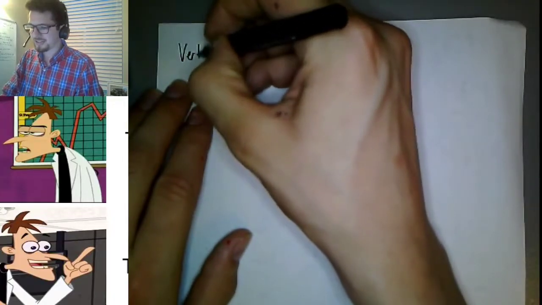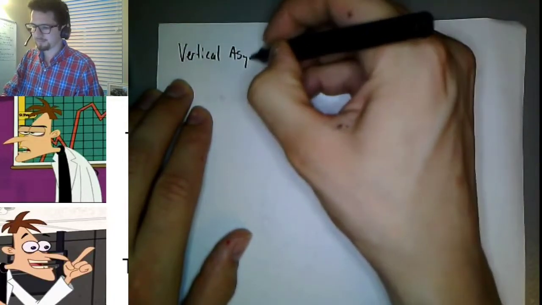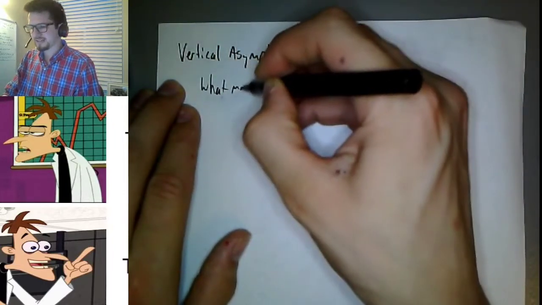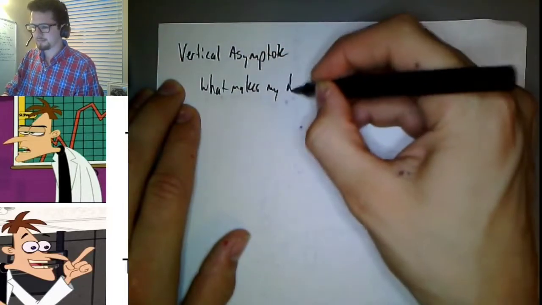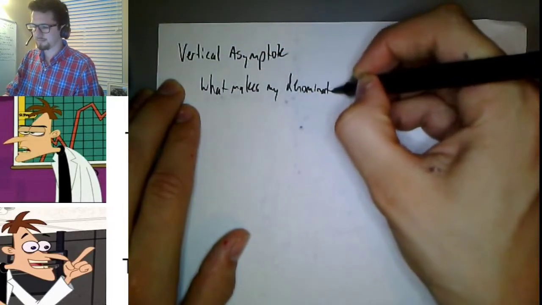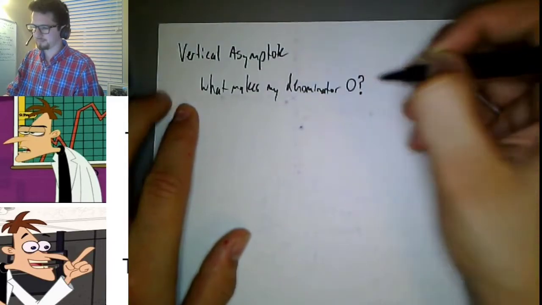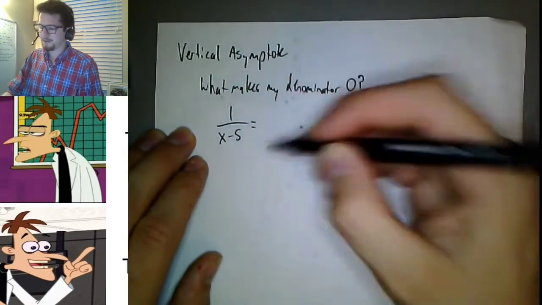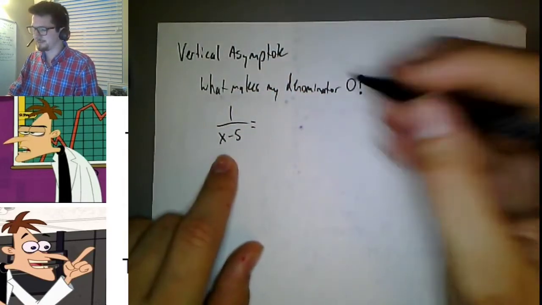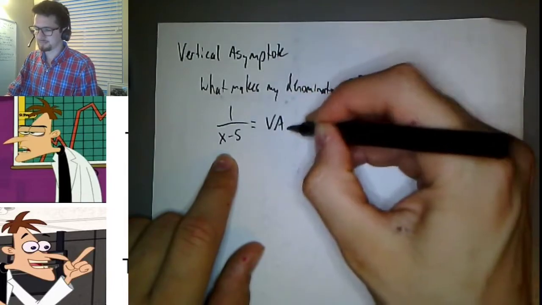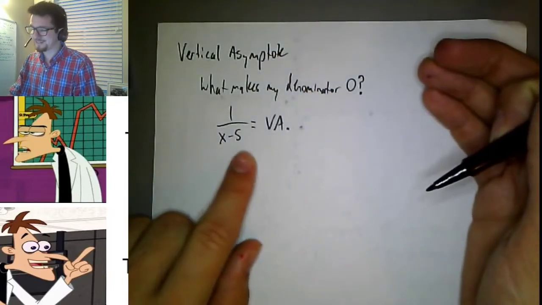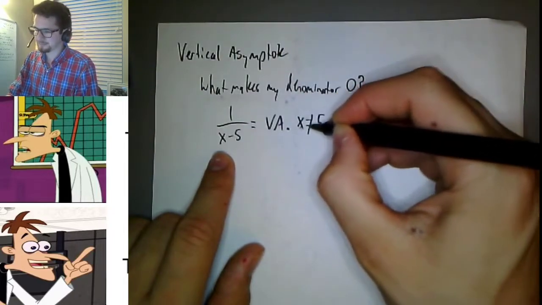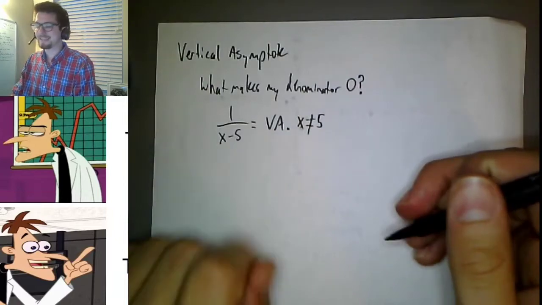So to find your vertical asymptote, you're looking for what makes my denominator 0. In other words, if I have 1 over x minus 5, what value would make my denominator 0? If I have positive 5 minus 5, that gives me 0. So x cannot equal 5, which means my vertical asymptote is 5.